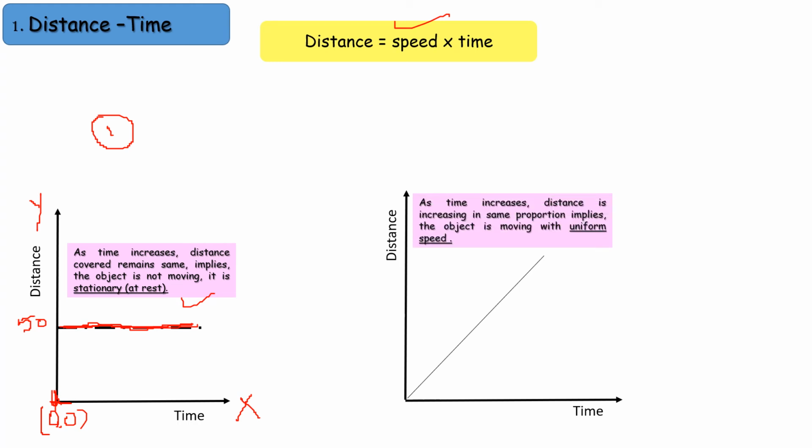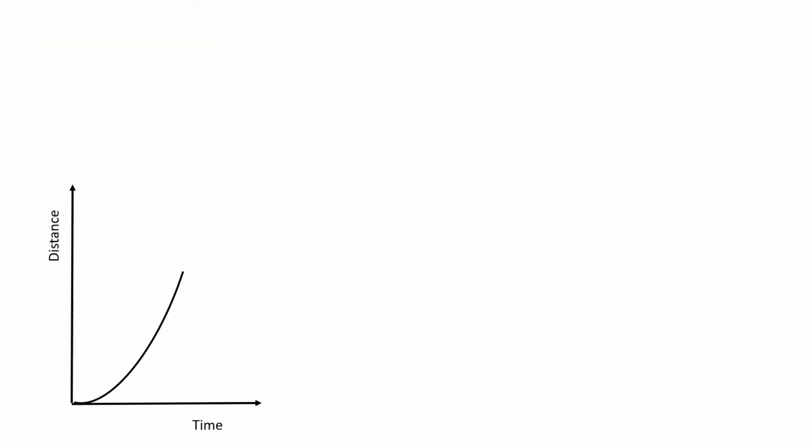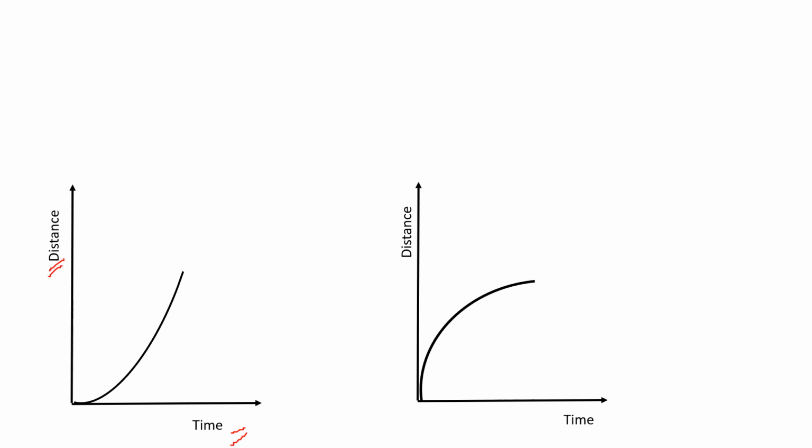So as time increases, the distance is also increasing in same proportion, implies the object is moving with uniform speed, or the object is having uniform motion. Now observe this plot and this plot. Okay, if these are the plots given to you, what can you interpret from this? First is the thing that you observe, it is distance versus time. Both the things are distance versus time. So the slope will be the velocity. Distance upon time will give us the velocity.